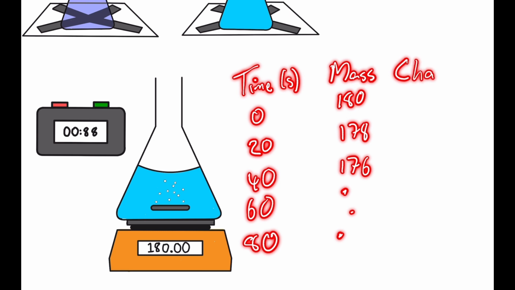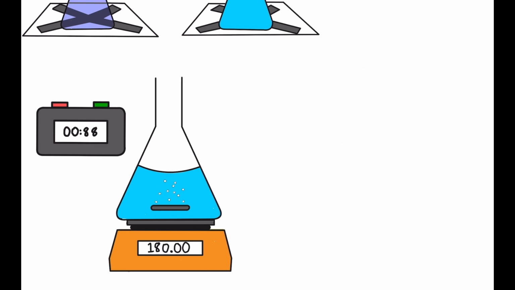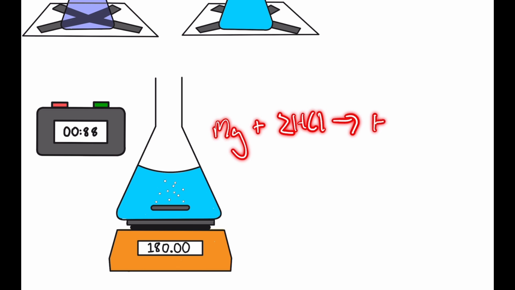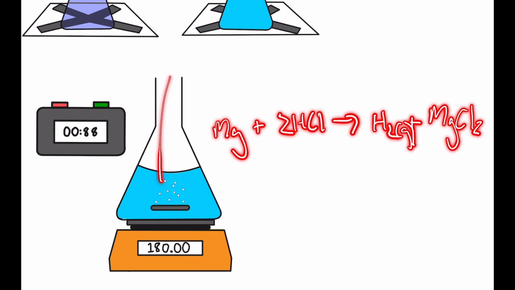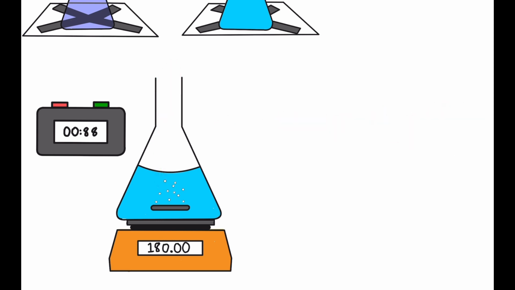And we might well plot the change in mass, right? Now, the reason why this is happening is because as our magnesium reacts with the hydrochloric acid, hydrogen gas is produced. So we've got this reaction: Mg plus 2HCl makes H2 plus MgCl2. Because this is a gas, it is now being released and our mass is changing.